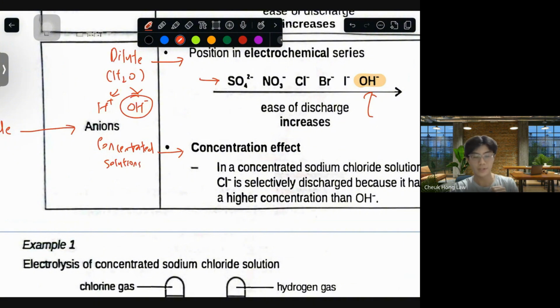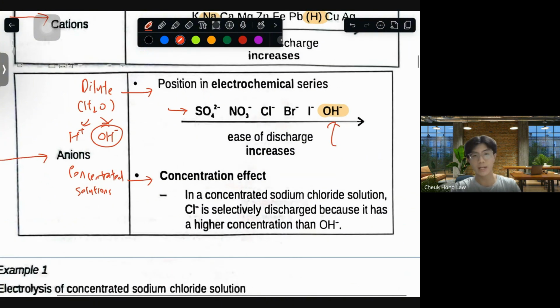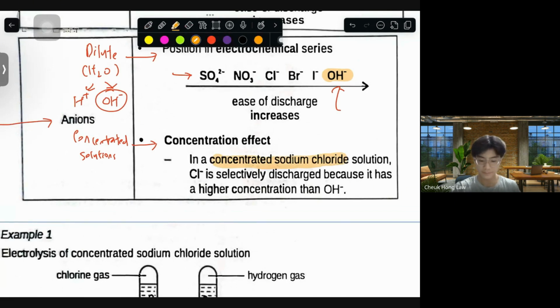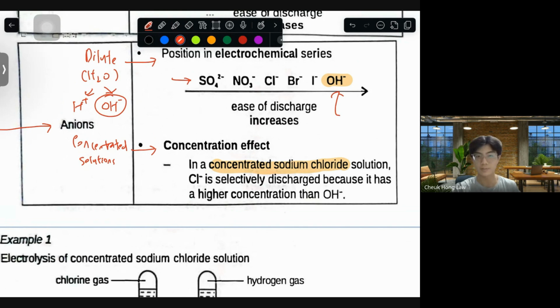For concentrated solutions, for the anions, we look at the more concentrated anion. So think of it. In a concentrated sodium chloride solution, sodium chloride solution contains what? Sodium chloride and water. Will there be more sodium chloride or more water? I want you guys to answer this. In a concentrated sodium chloride solution, will there be more sodium chloride or more water? More NaCl, yes, correct.